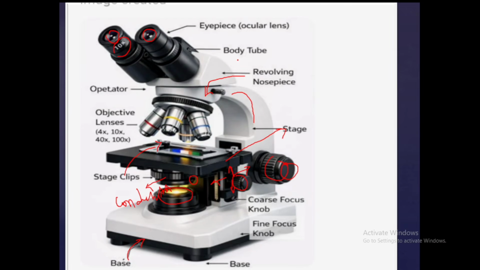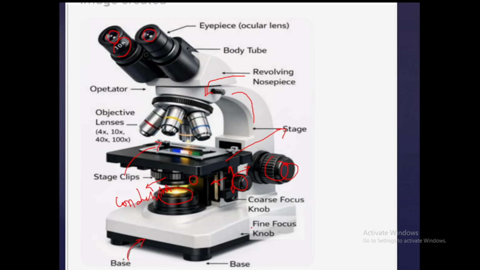Next is the body tube and eyepiece. Two ocular lenses are present, so that's why this is a binocular microscope. The ocular lens magnification power is 10x. The image is first magnified by the objective lens, and after that it is magnified again by the ocular lens. So these all are the parts of the microscope.